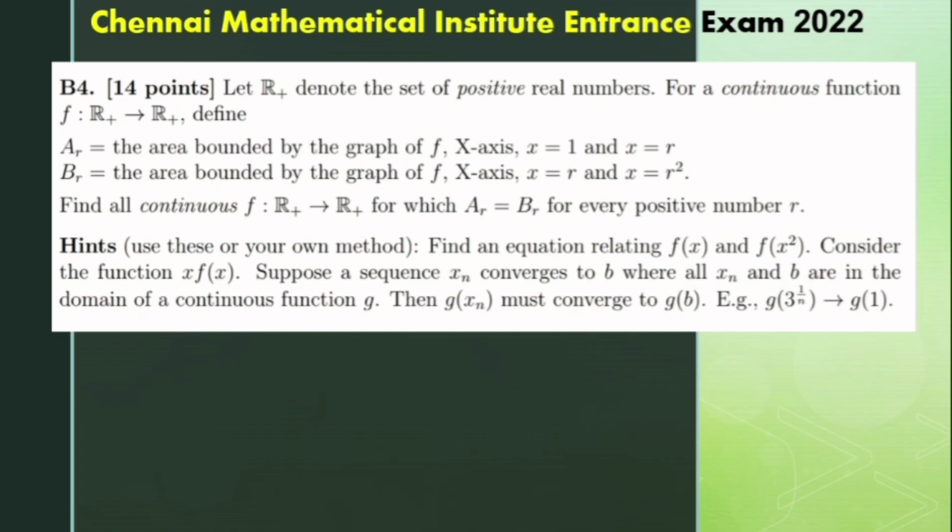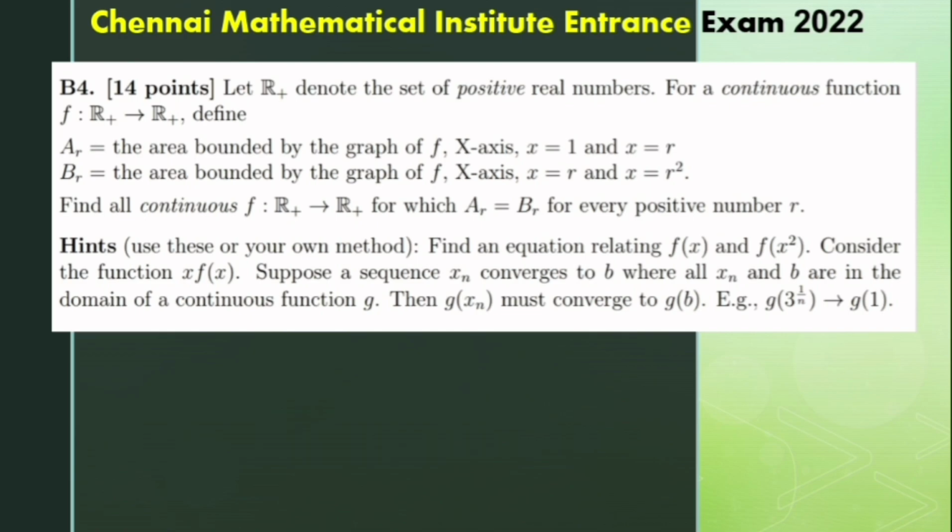In this video, we are going to talk about a problem which appeared in the Chennai Mathematical Institute Entrance Exam 2022. Now what does the problem say? Let R plus denote the set of positive real numbers. For a continuous function f defined from R plus to R plus, they have defined A sub r to be the area bounded by the graph of f, the x-axis, from x equals 1 to r, and B sub r to be the area bounded by the graph of f, the x-axis, x equals r and x equals r square.